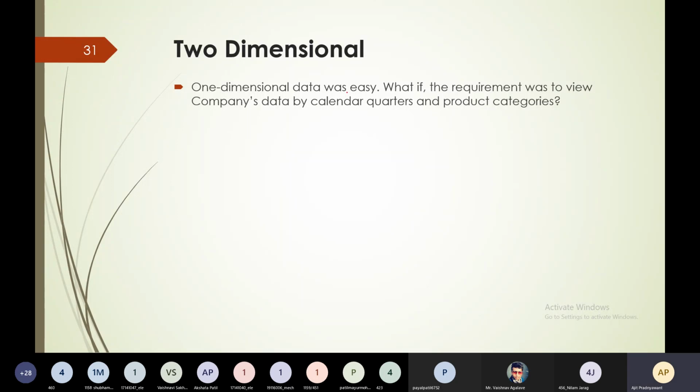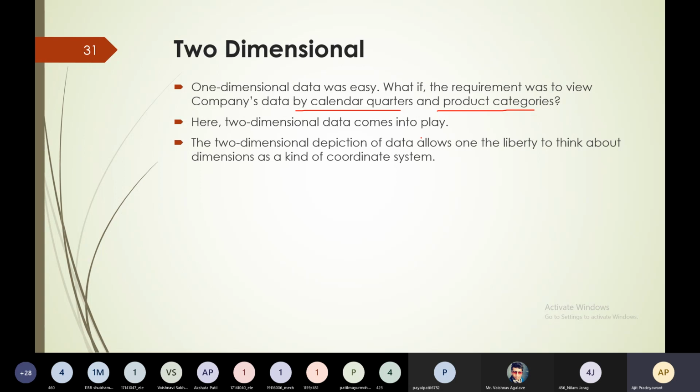So one dimensional data was easy. What if the requirement was to view the company's data by calendar, quarter, and product category? Suppose now you want the data by calendar, quarters, and product category. So it comes under two dimensional. There are two dimensions for viewing the data. That's why it comes under two dimensional. Here, two dimensional data comes into play. Two dimensional depiction of data allows one the liberty to think about dimensions as a kind of coordinate system.